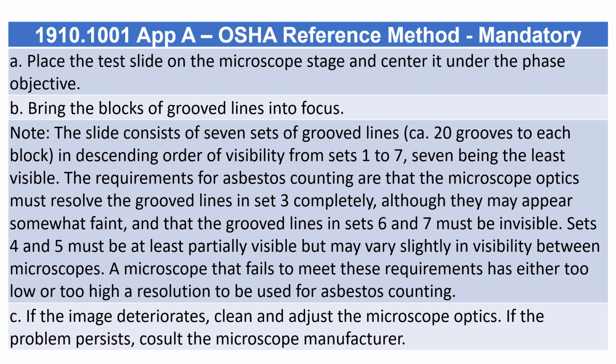Sets 4 and 5 must be at least partially visible but may vary slightly in visibility between microscopes. A microscope that fails to meet these requirements has either too low or too high a resolution to be used for asbestos counting. C. If the image deteriorates, clean and adjust the microscope optics. If the problem persists, consult the microscope manufacturer.